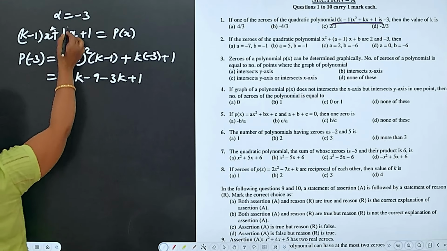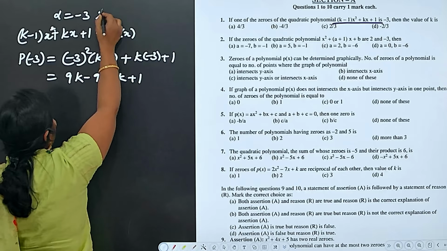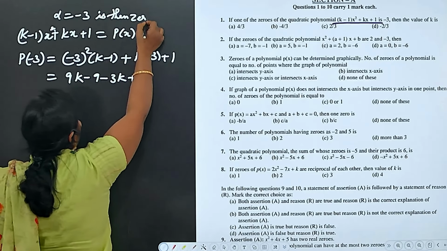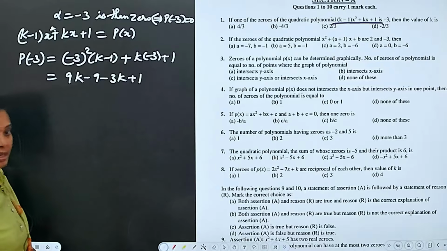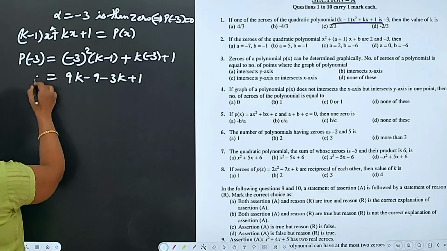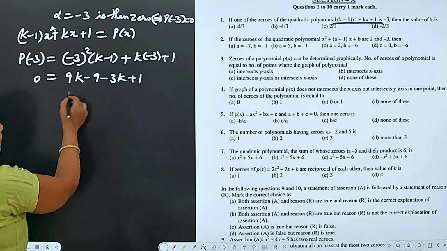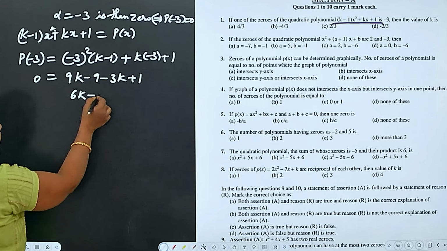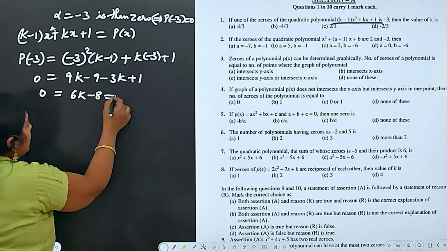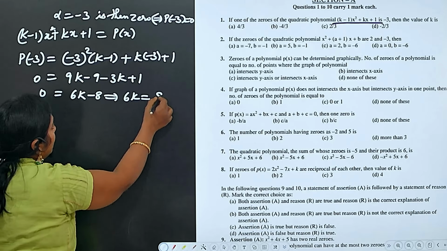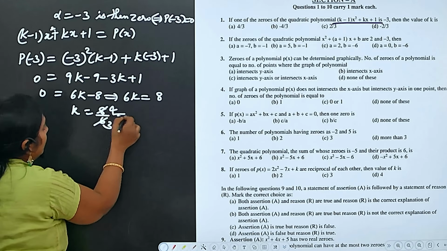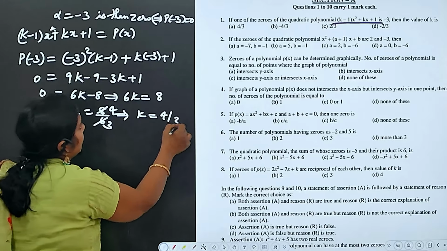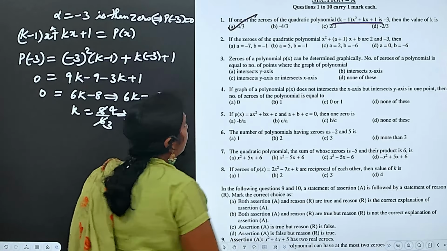That is a 0 means if alpha equal to minus 3 is the 0, the relation is P of minus 3 is equal to 0. Okay, 0 means the polynomial becomes 0 when we substitute the 0 value. So it is equal to 0. 9 minus 3 is 6k minus 8 equal to 0. So what is 6k? It is equal to 8. K equal to 8 by 6. 2 3s are 2 4s are. What is the k value? 4 by 3. So suitable answer is A.